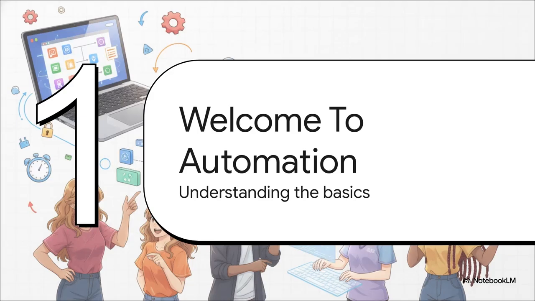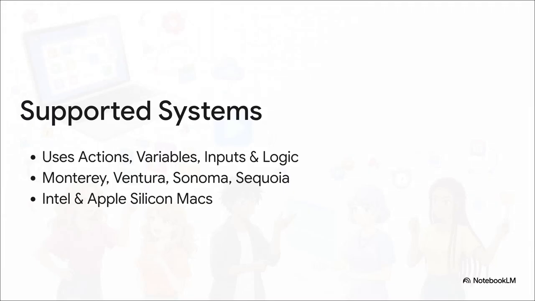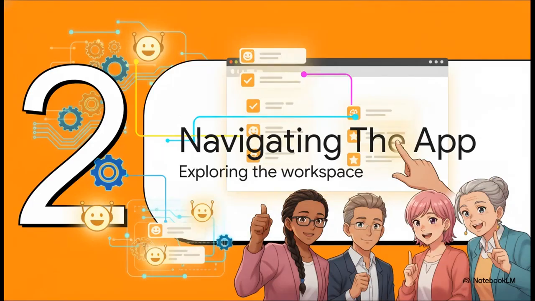Welcome to macOS automation. At its core, this app acts as the brain for your tasks. It uses actions, variables, inputs, conditions, and logic to get things done. And what's really cool is how universally supported this is across modern Mac hardware. Whether you're running macOS Monterey, Ventura, Sonoma, or the brand new Sequoia, or whether you're on an older Intel Mac or one of those blazing fast Apple Silicon machines, this tool is baked right into your system and ready to go.